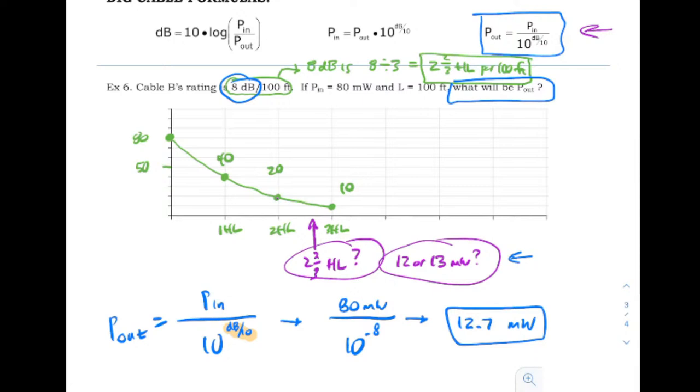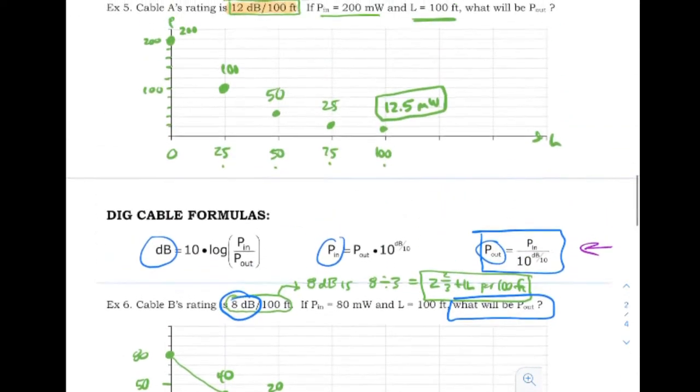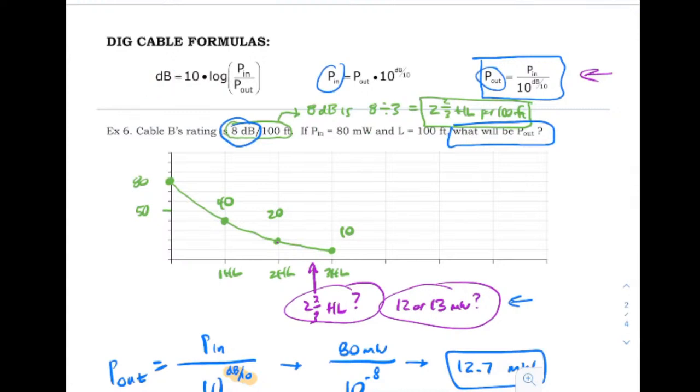Awesome city. So the good news about the formulas is you're either asked to solve for P out or P in or decibels. So you just grab whichever formula you need, and you plug in what you have to figure it out.